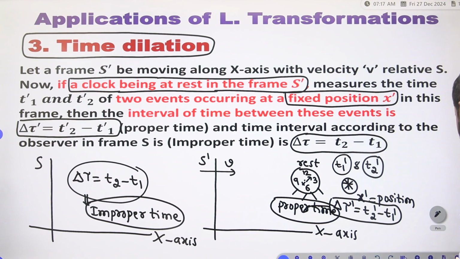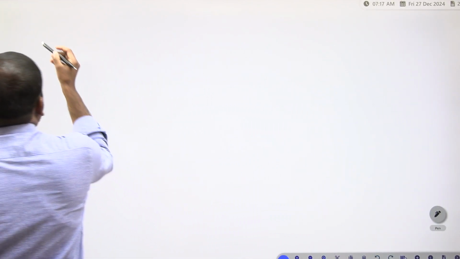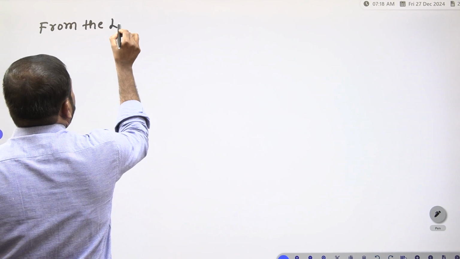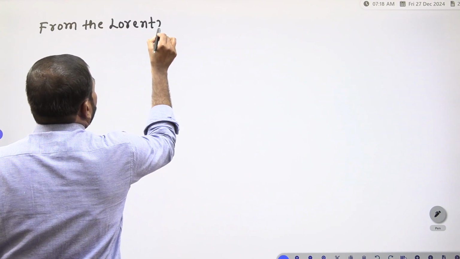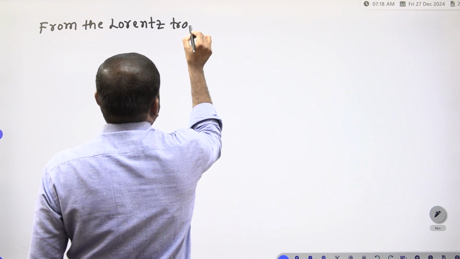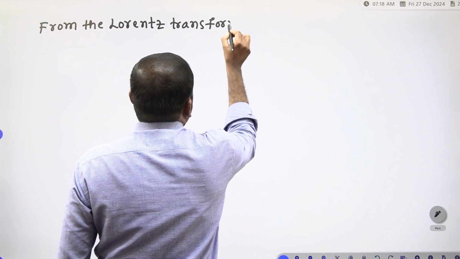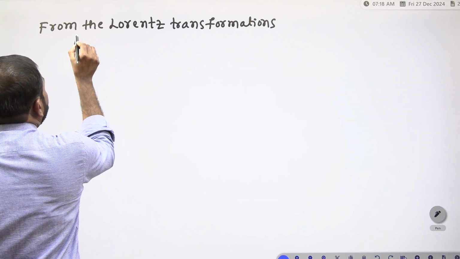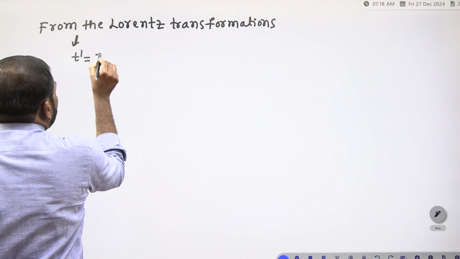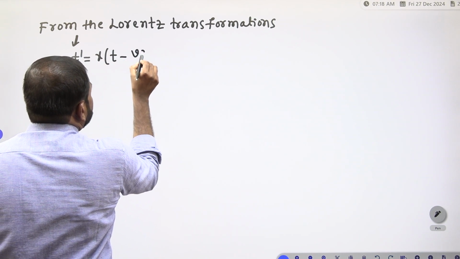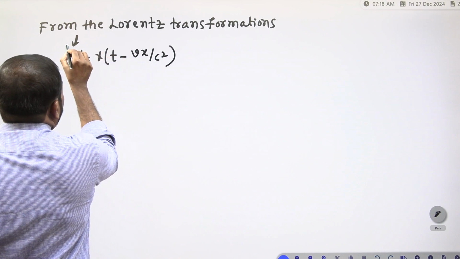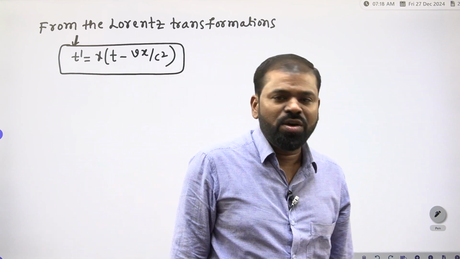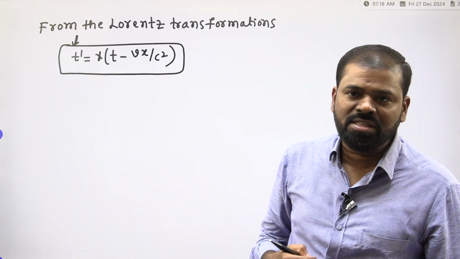From the Lorentz transformations, we know that T dash is equal to gamma into T minus Vx by c square. This is the Lorentz transformation corresponding to the time coordinate. So, T dash is equal to gamma into T minus Vx by c square.